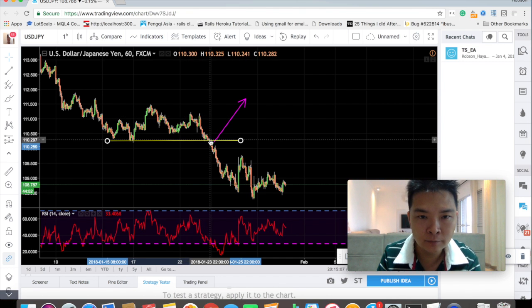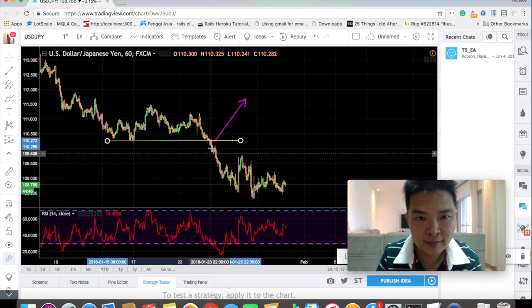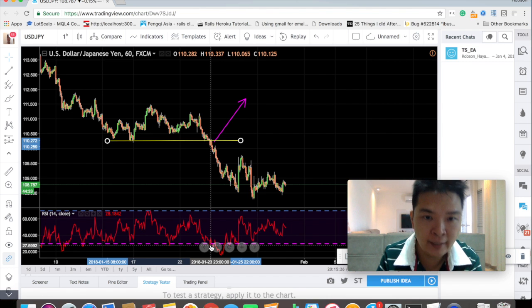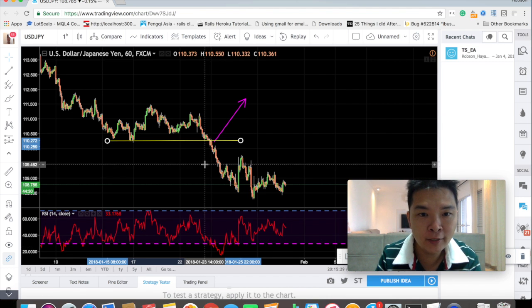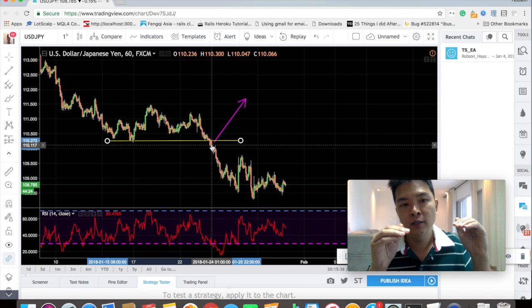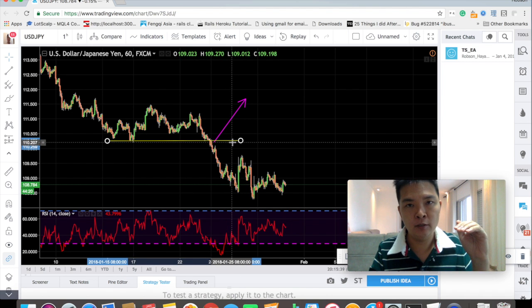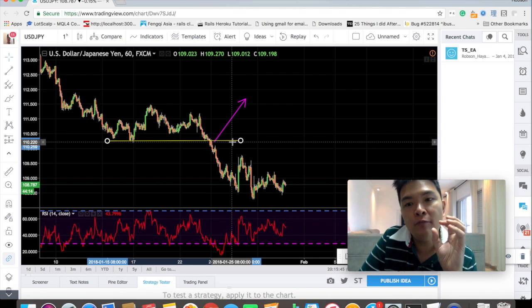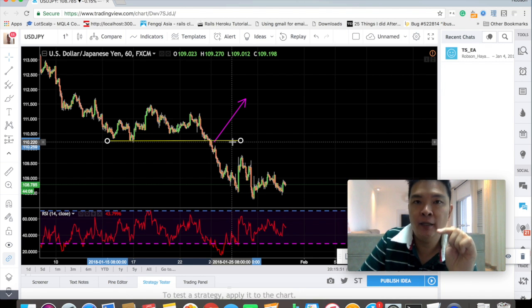But what happens here? Here, for the first time, it touched here, but the thing is that it broke this level. So it touched here, we were expecting price to go up, but when I see the band here, I have to look at the price. When I look at the price, we see that here it already broke. The price already broke this support level. When that happens, we have a break of structure. And when a break of structure happens, it means that it will not follow the theory behind RSI.